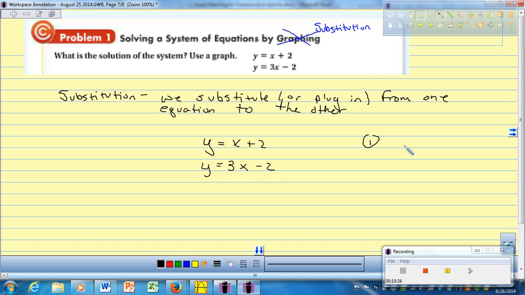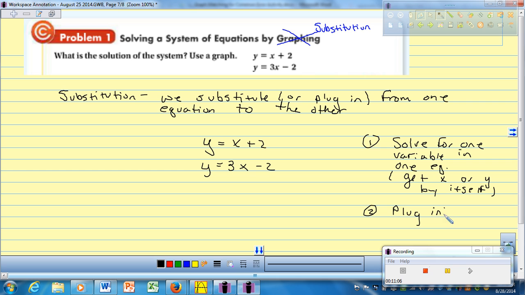Notes to yourself: solve for one variable in one equation, which means get x or y by itself. And then we plug that into the second equation. All right? And then we solve for the variable.